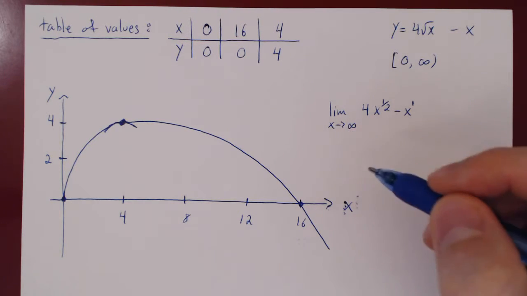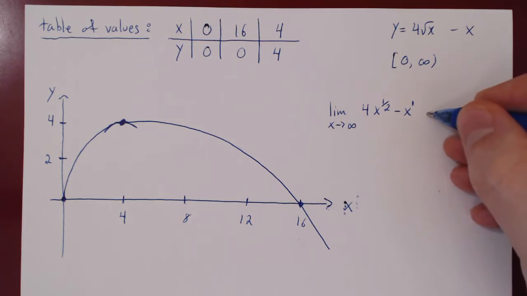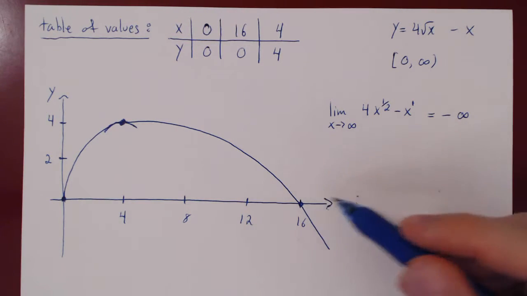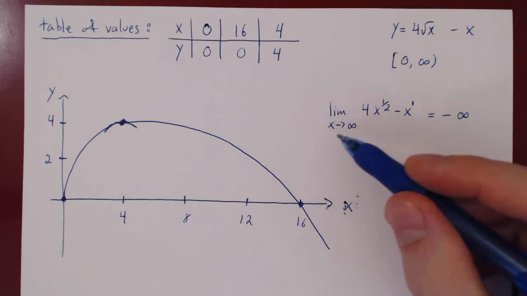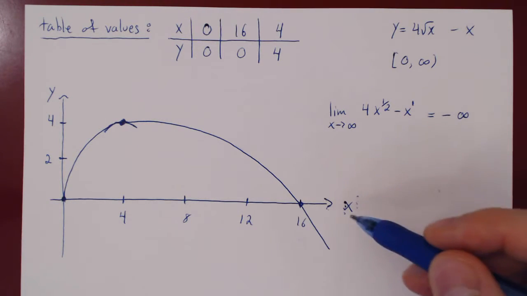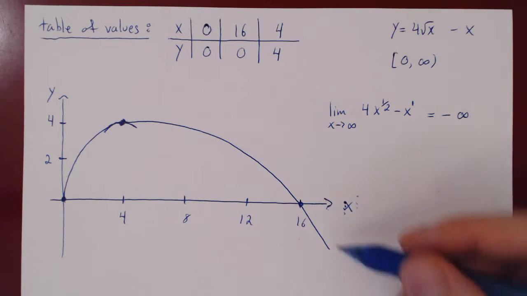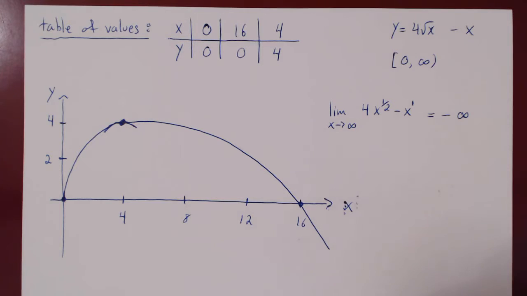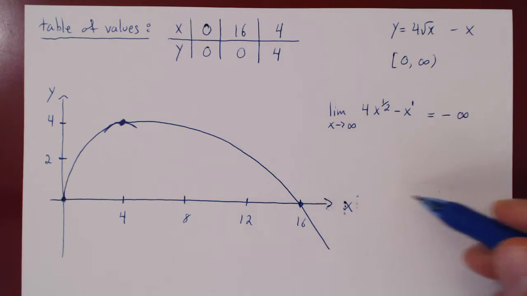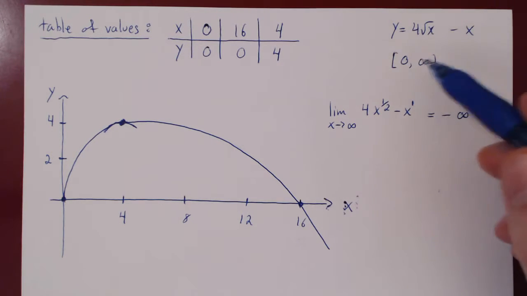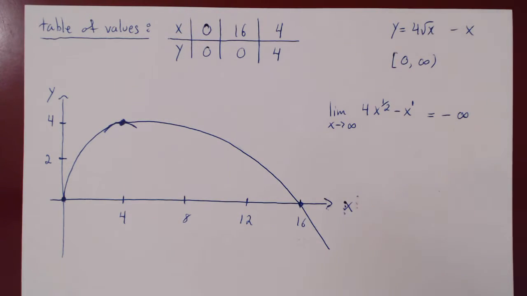As x goes to positive infinity, negative x goes to negative infinity. So we do not have a right horizontal asymptote. As x gets bigger and bigger, the y values are getting larger and larger, and negatively. So the curve will keep being concave down, decreasing to negative infinity as x goes to positive infinity. And so we have an accurate sketch of the function 4 root of x minus x right here.